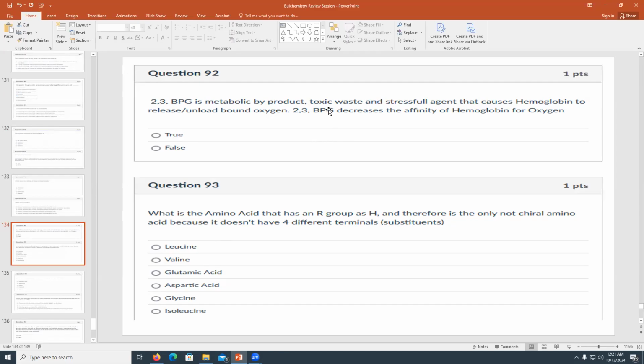2,3-BPG is not going to bind to the hemoglobin. It's just going to displace the oxygen. It is the carbon dioxide and hydrogen protons. They are the ones who bind to the hemoglobin.